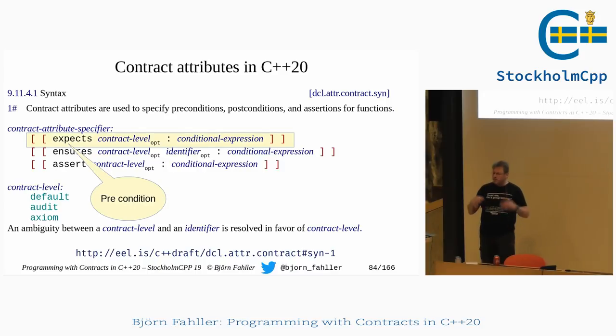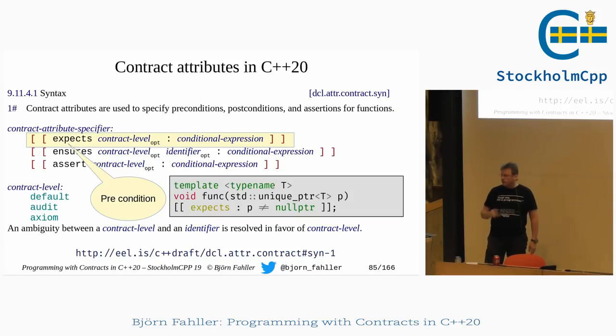So we have this pseudo attribute, expects. That is a precondition. You can write it like this. You have a function, in this case something that takes a unique pointer, and I say it expects that p is not nullptr. So you have expects, colon, and a condition that must be possible to evaluate to true or false. Are we in compliance with the contract or are we in violation?